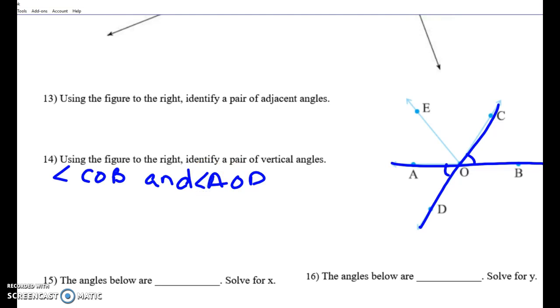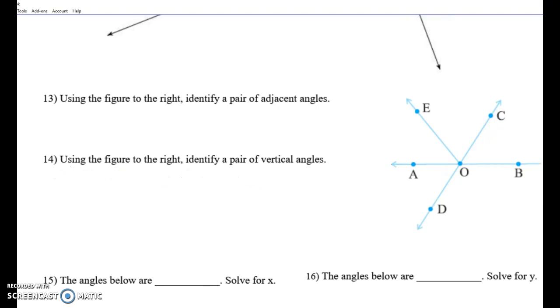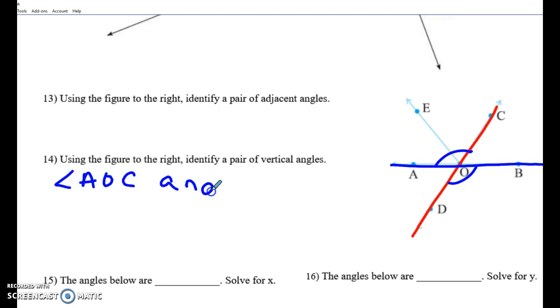I believe that is your only pair of vertical angles in this problem. Let's take a look at it. Actually, incorrect. I have to draw here and here. And then I would have two more vertical angles. You could have also identified this angle here and this angle here. Angle AOC as well as angle DOB. Those two also form vertical angles.